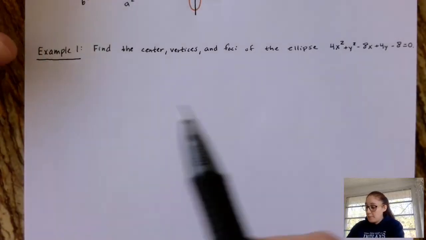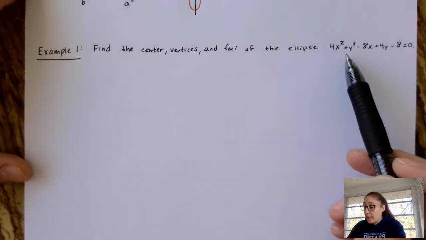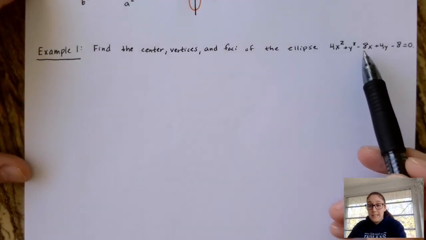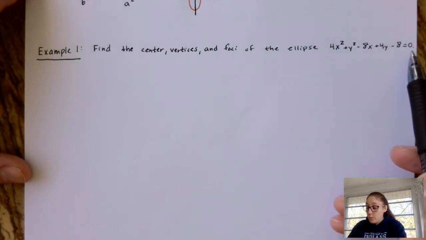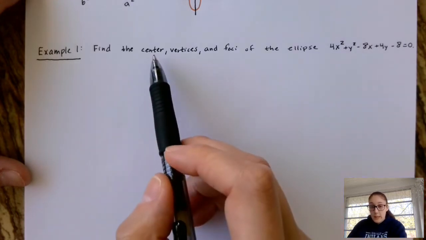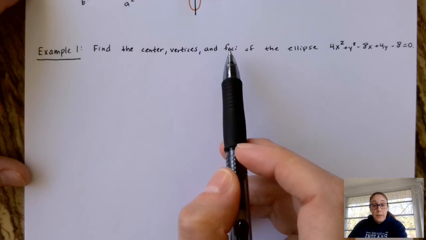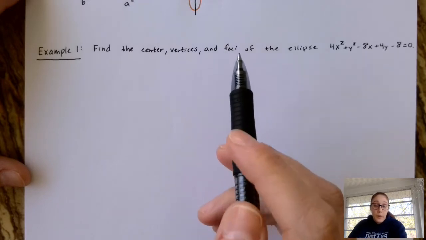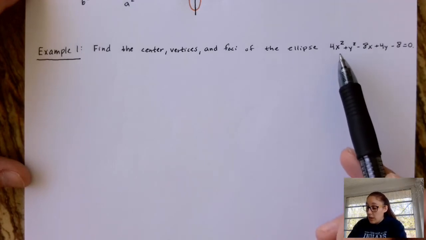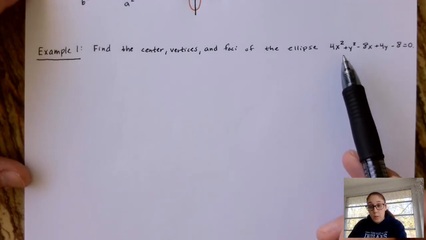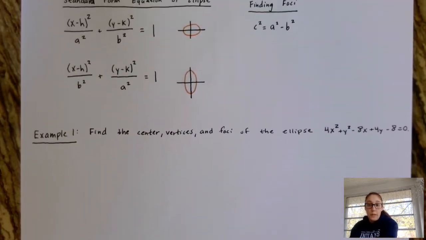Alright, so in this example, we have this equation for the ellipse, which is 4x squared plus y squared minus 8x plus 4y minus 8 equals 0. And what we want to do is find the coordinate for the center, both vertices, and the foci, so both of them. So what we need to do first is put this into the standard form equation. So let me just go up here a little bit and show you what that looks like.